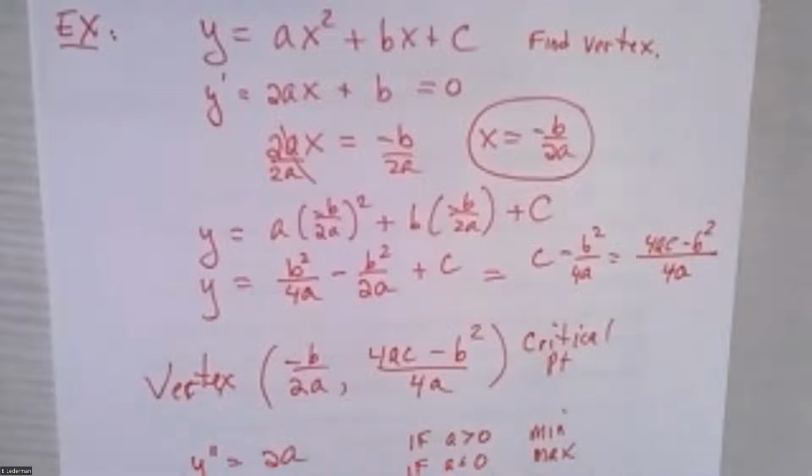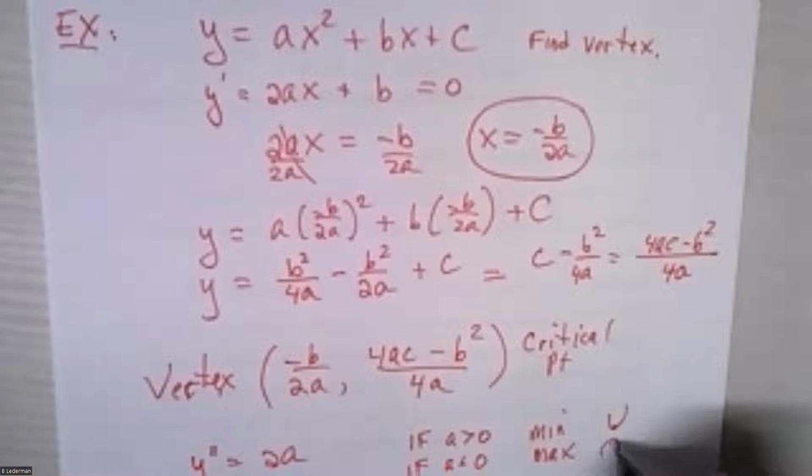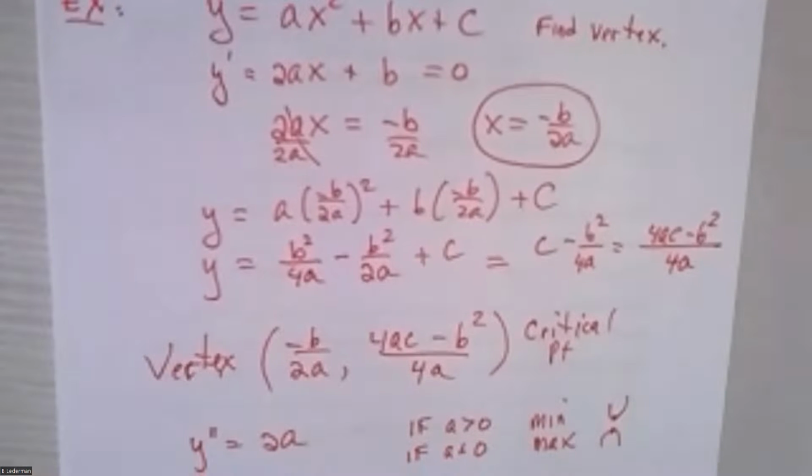Remember, if a is positive, that means the function is concave up. So the vertex is going to be a min, and if a is negative, it's concave down. The vertex is a max. Either way, it's a vertex, and it's either a min or a max. And that is very awesomely cool. And this is a great formula already.